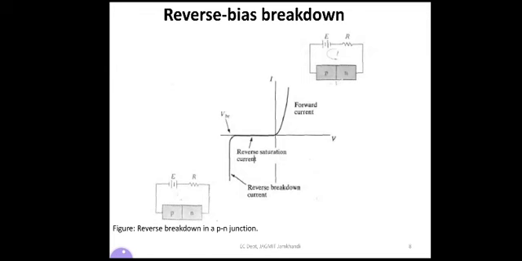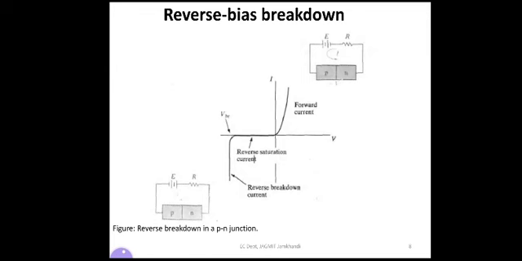A PN junction biased in a reverse direction produces a small current. As you can see from the graph, in forward bias the current is increasing. As V increases, at a certain point the current increases very sharply. But in the reverse direction, a very small current is going to flow.